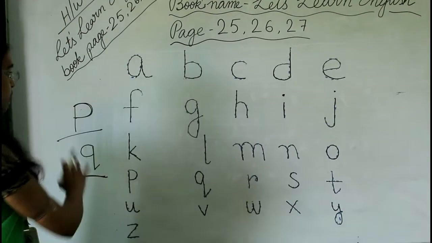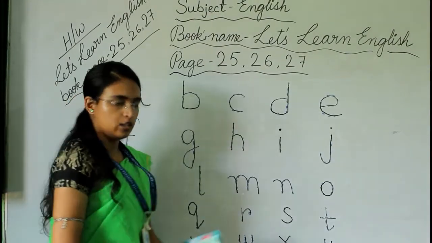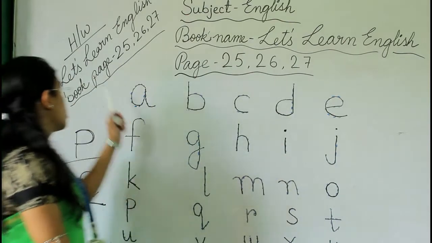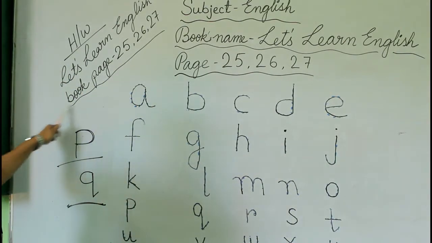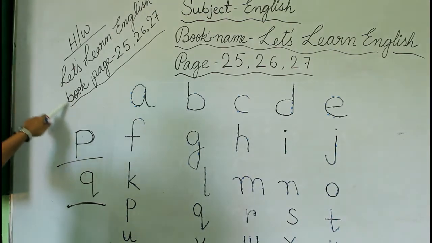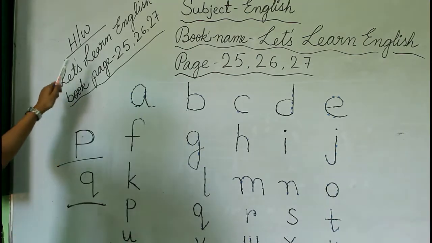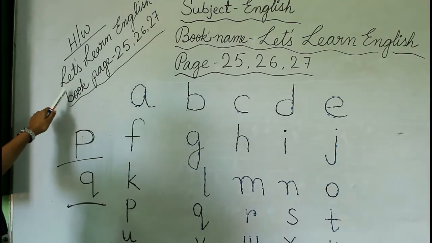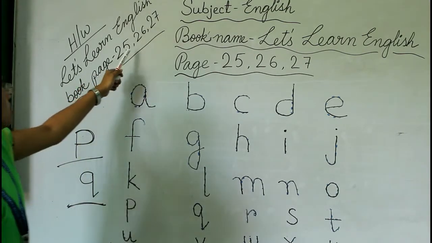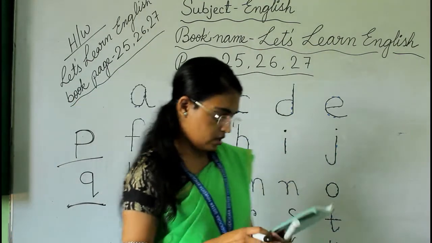So today we have learned how to write small letters ABCD. And look, this is your homework. You have to write all this. You have to do all these pages at home. Okay? So this is your book, Let's Learn English book. And you have to do which page? Page number 25, 26 and 27. So this is your homework.